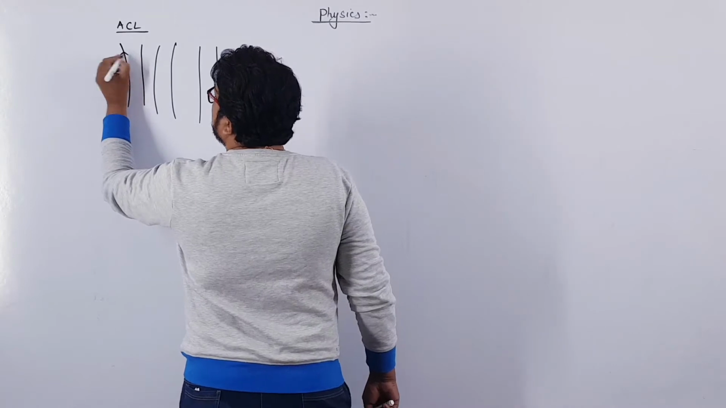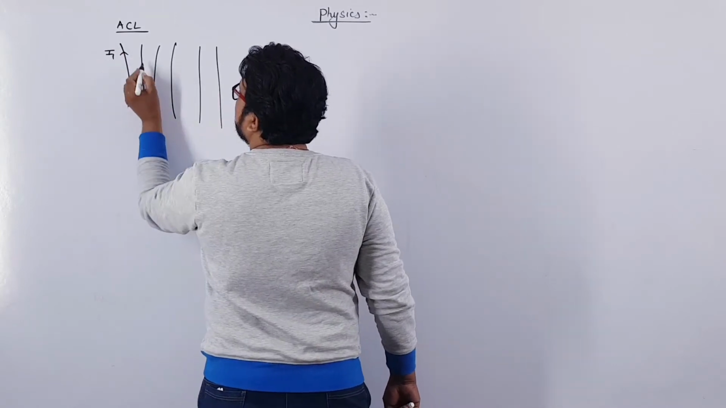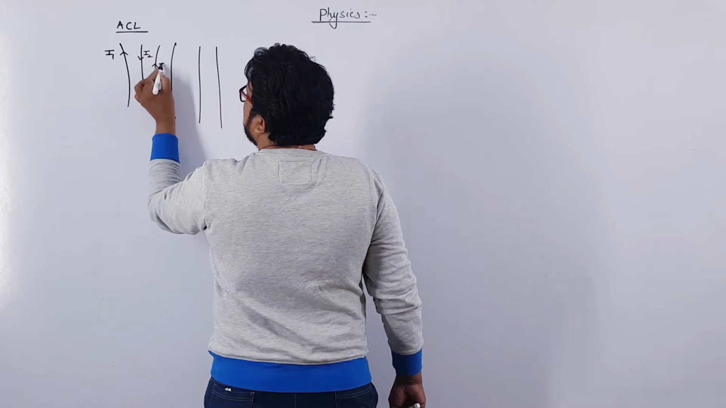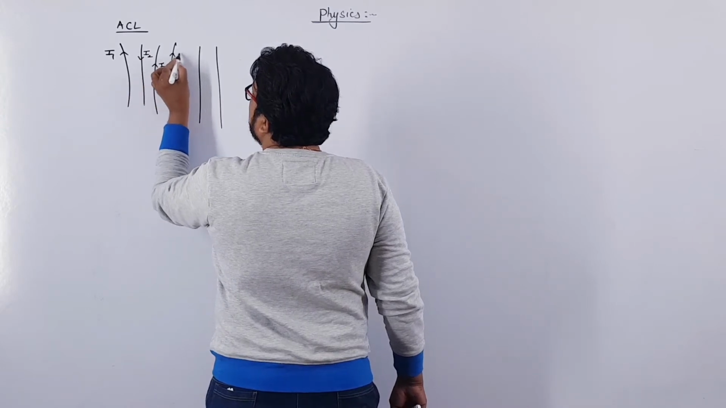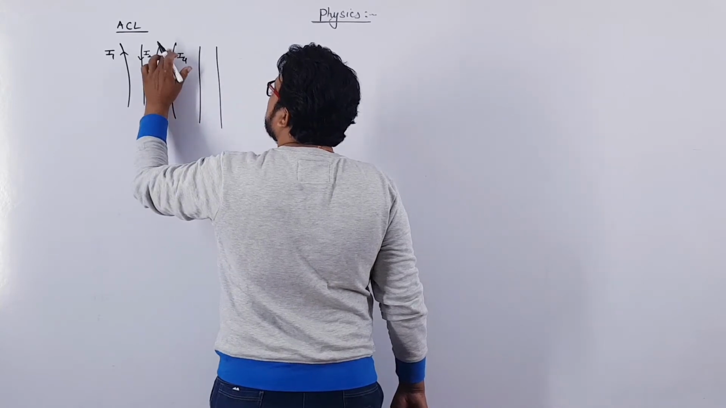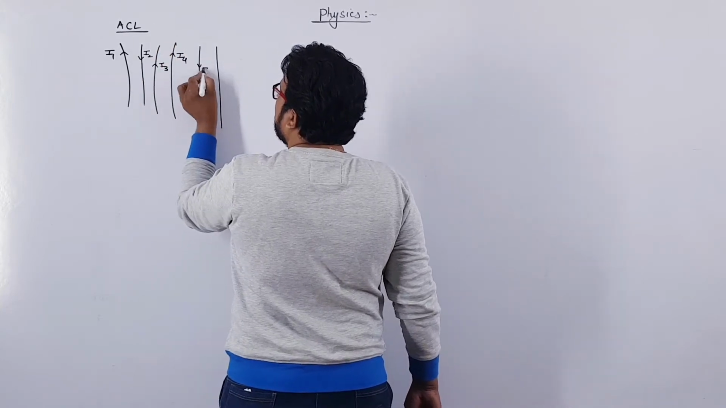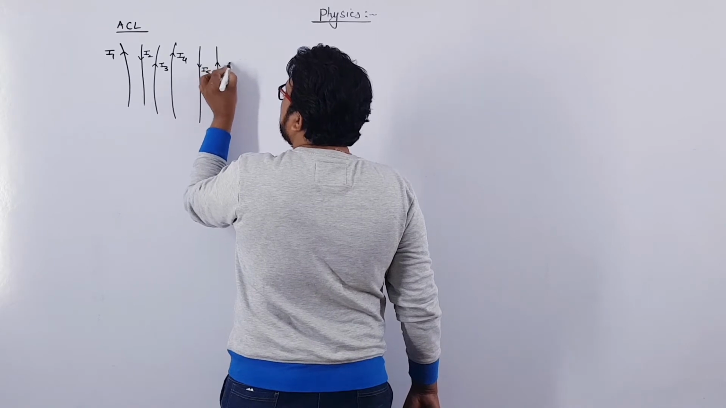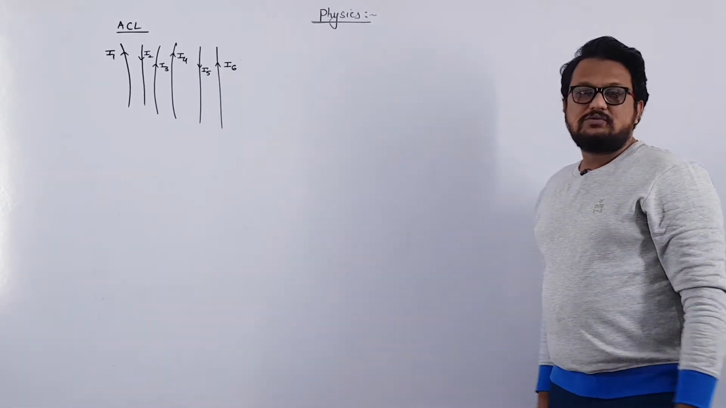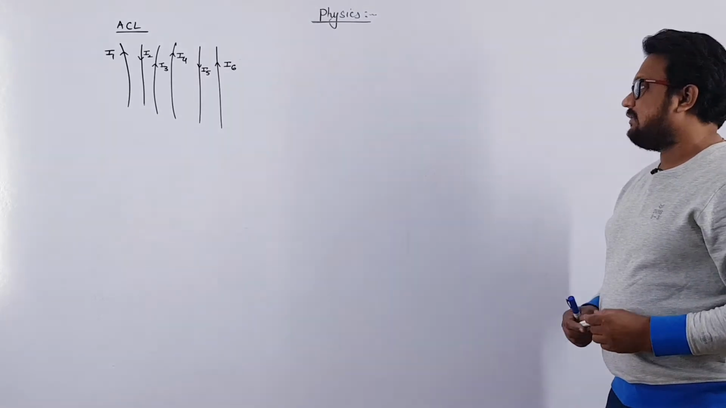Let us say these are the few current carrying wires, and they are carrying current in random directions. Let us say this wire is carrying current I1 in the upward direction, this one carries current I2 in the downward direction, I3 in the upward direction, I4 also in the upward direction, I5 in the downward direction, and I6 in the upward direction. Randomly you can select, right? So randomly we have selected some current carrying wires.